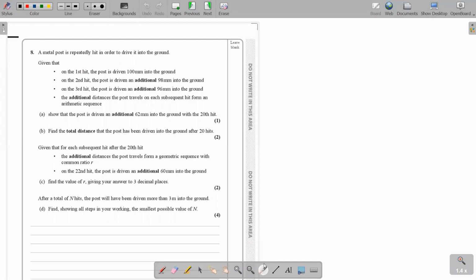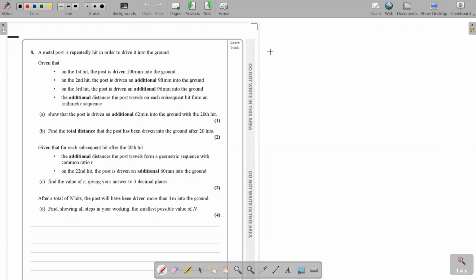Question number 8. A metal post is repeatedly hit in order to drive it into the ground. Given that on the first hit, the post is driven 100 millimeters into the ground. On the second hit, the post is driven an additional 98 millimeters into the ground. On the third hit, the post is driven an additional 96 millimeters into the ground. The additional distances the post travels on each subsequent hit form an arithmetic sequence.